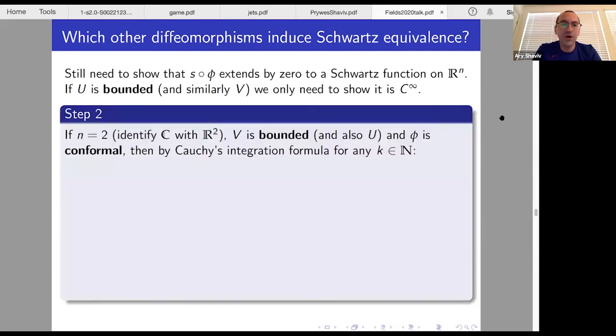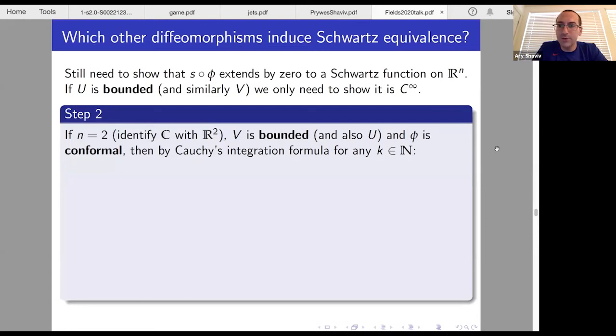So now let's go to the n equals 2 case. So think about R^2 or think about the complex plane. But again, I want to stress that when we're thinking about the complex plane, it's just because it's convenient to work in this notation. We're still thinking about real valued functions. So if n equals 2, V and U are bounded, and phi happens to be a conformal map, then we can have a nice bound.